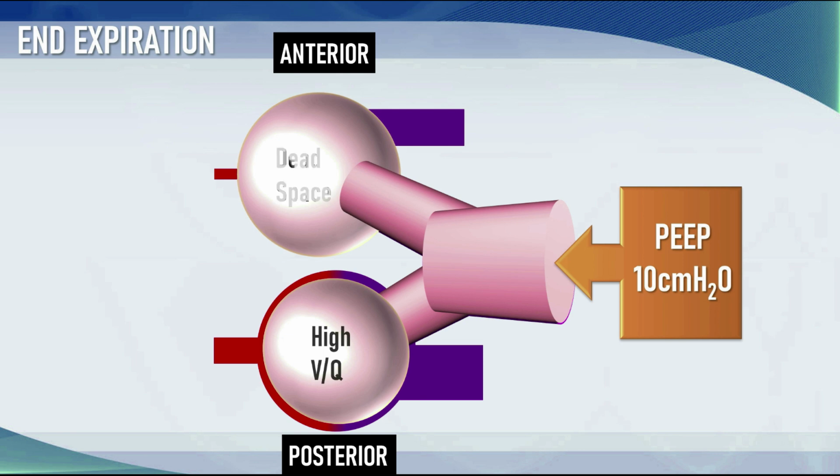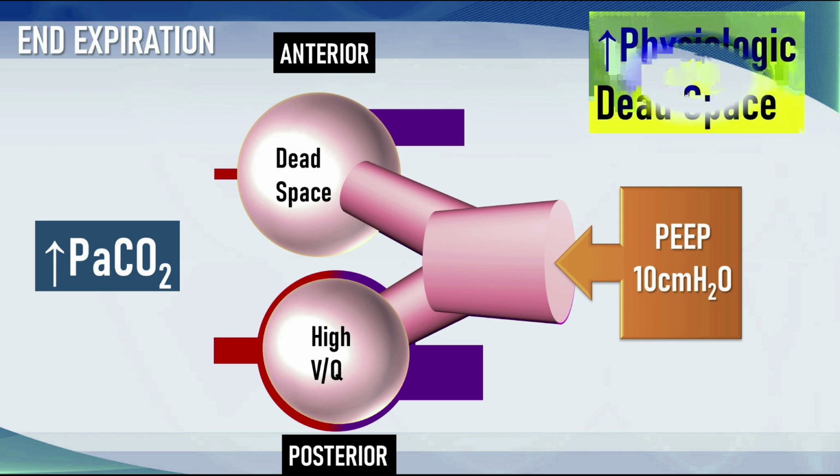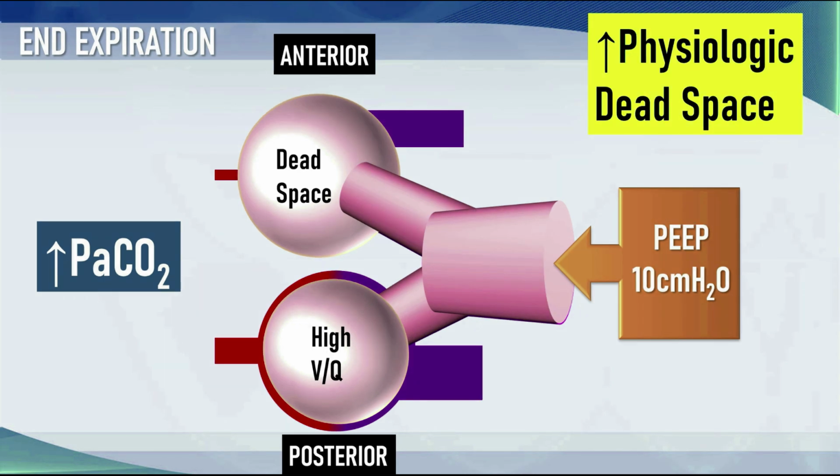The anterior apical segments are completely overdistended and they become dead space. The posterior dorsal segments also inflate, and now they are high VQ segments. So where we had really good ventilation perfusion matching in those areas, now those lung units are a little bit overdistended. Consequently, a very high proportion of the gas going in and out of Freida's lungs, at the very least, is being wasted. This manifests as hypercarbia, and it's another cause of physiologic dead space. So this is physiologic dead space caused by PEEP.